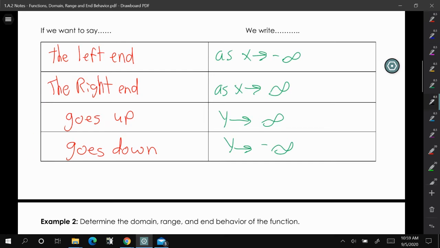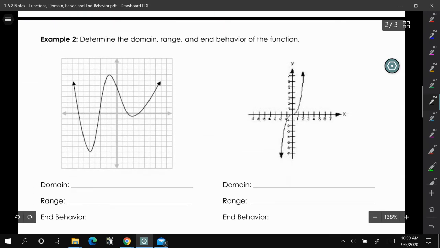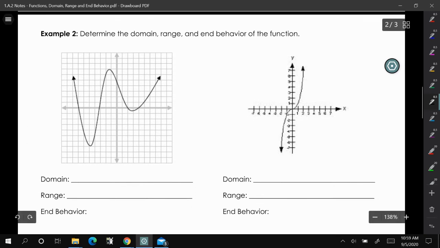So when we talk about end behavior, we will always have a left end and a right end, and that will pair up with one of these. The left end will either go up or down, and the right end will either go up or down. I know this may sound confusing, but I think once we look at some of these examples down here, you will be a little bit more confident in what we're talking about.